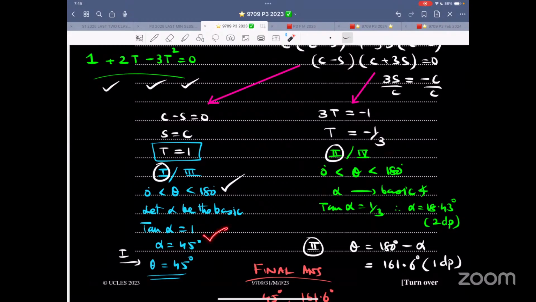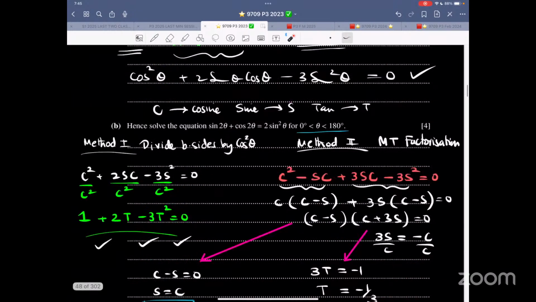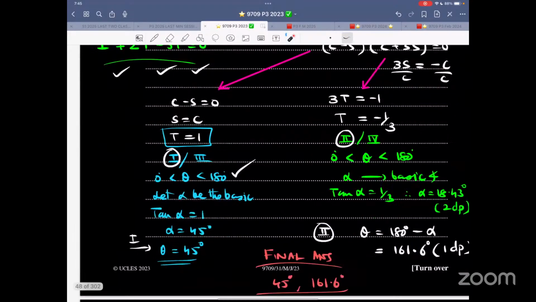You find the basic angle. Theta is the basic angle in the first quadrant. Basic angle is found with the positive ratio. Keep that in mind. Work in 2 decimal places, 180 minus basic angle, and then final answer in 1 decimal place. So that is this thing. So the first 4 questions are done.